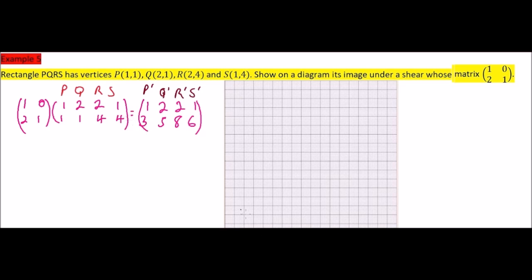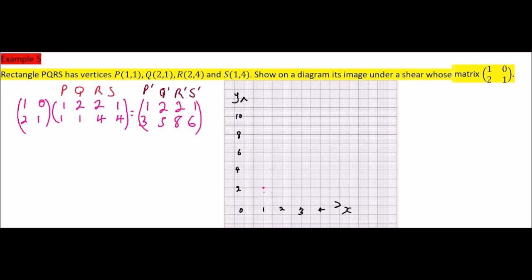On our grid, let's label our axes. We have 0, 2, 4, 6, 8, 10, and let that be our y-axis. Then for the other one we can use a different scale: 1, 2, 3, 4. I think that is enough. That is our x-axis. Let's start by plotting our object.